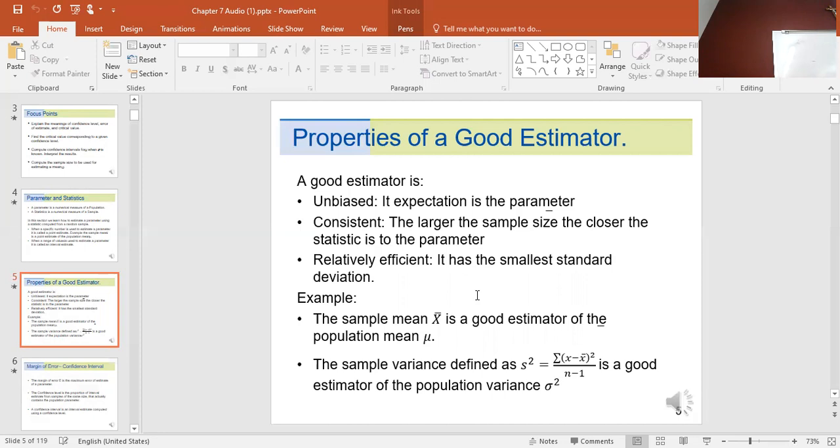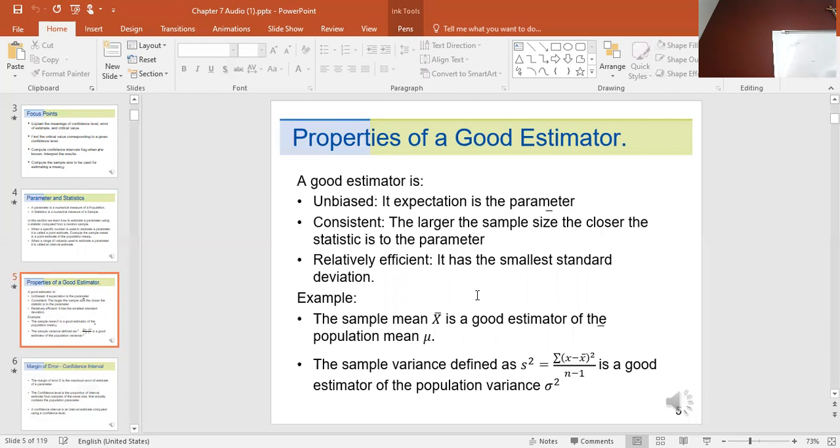Last time we said E of x bar equals mu, and variance of x bar equals variance divided by n. In other words, the standard deviation of x bar was sigma over square root of n. That is what we are talking about. The fact that the expected value of the distribution of sample mean equals the population mean makes the sample mean an unbiased estimator of the population mean.